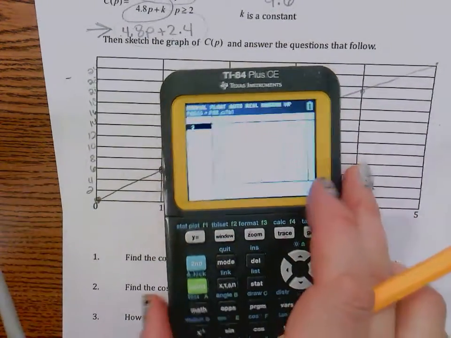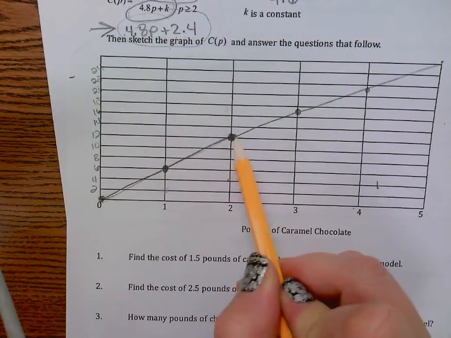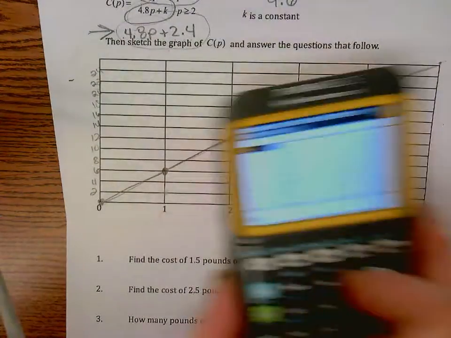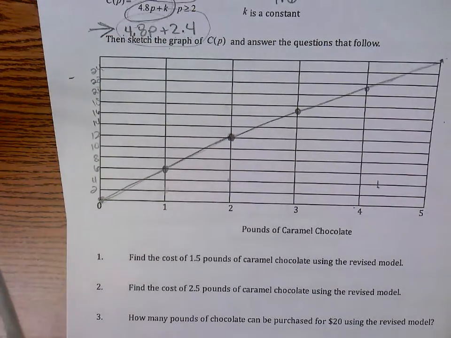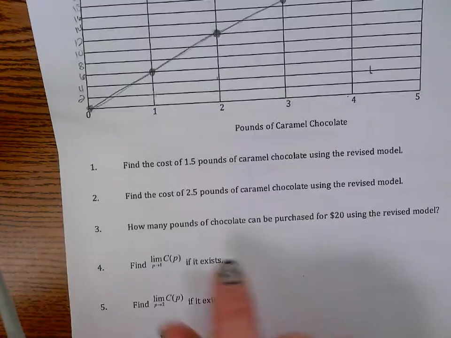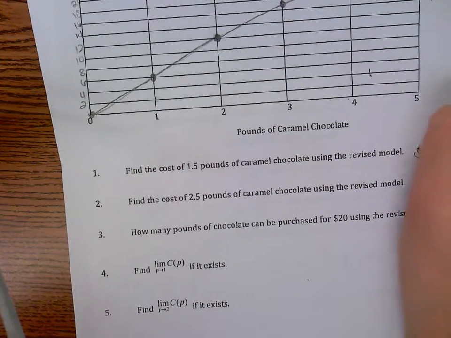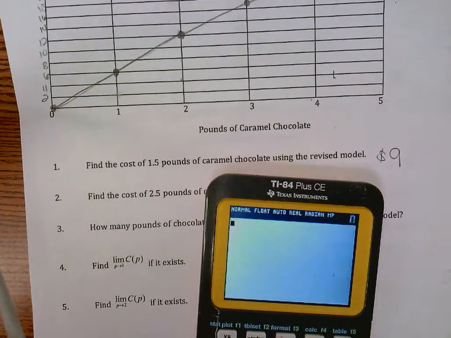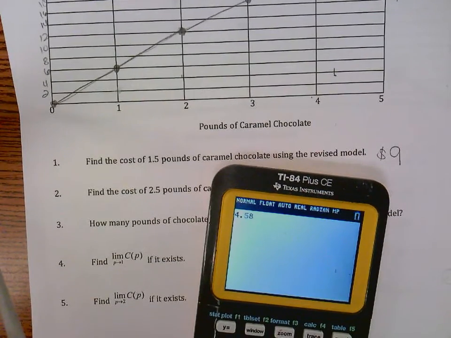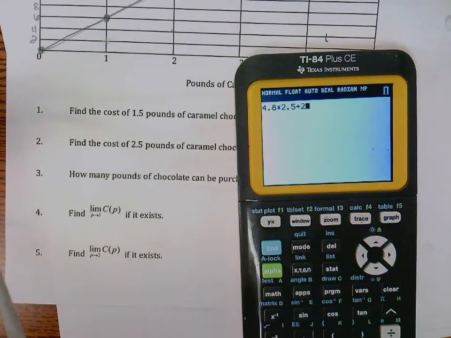So I got the first. From 0 to 2, it goes from 6 to 12, right? And then the next graph starts at 12, and my graph got the points, and it ended at 5, 26.4. Did you already find the answers, or are you still working on the bottom part? You found them? So 1.5 wouldn't change, right? This is still 6 times 1.5 was 9. But the second one would change, right? So now I have to do 4.8 times 2.5 pounds and add 2.4.